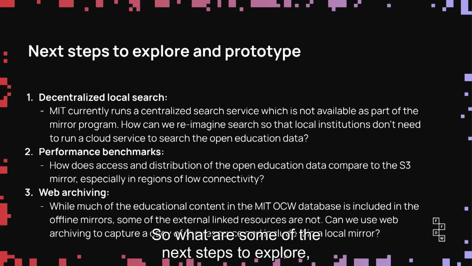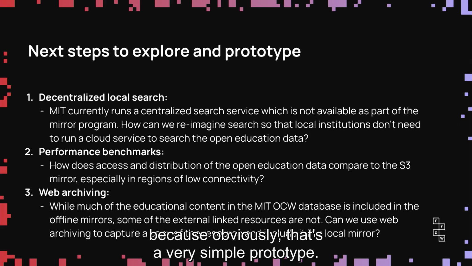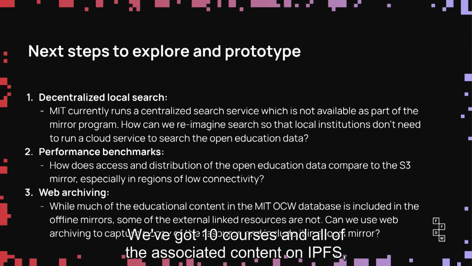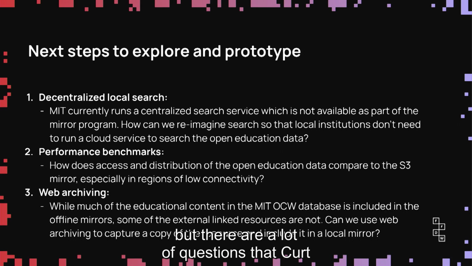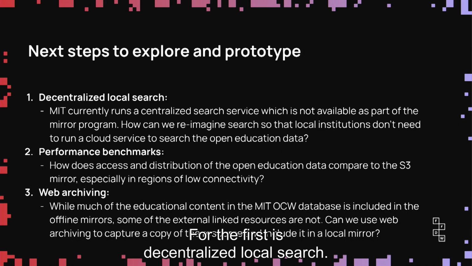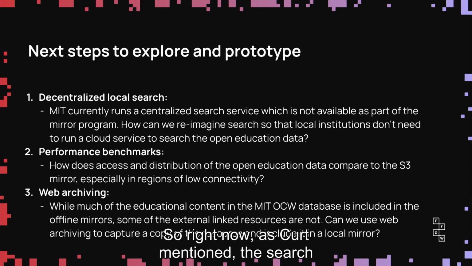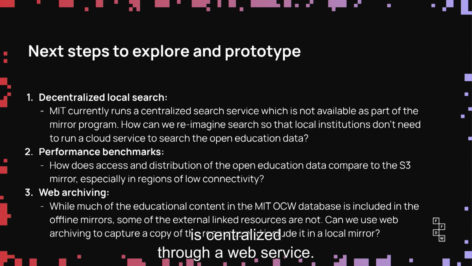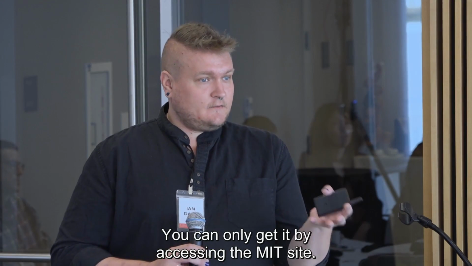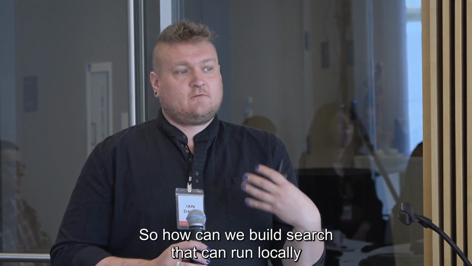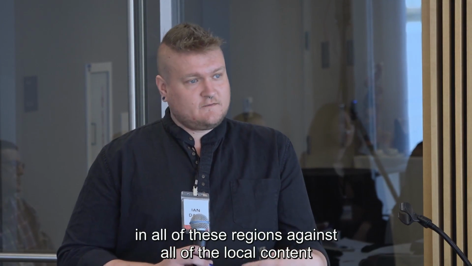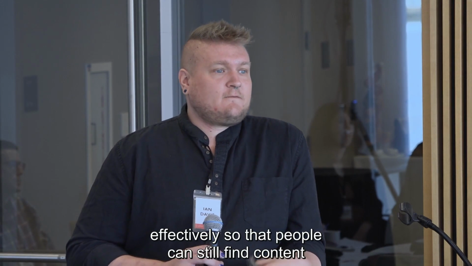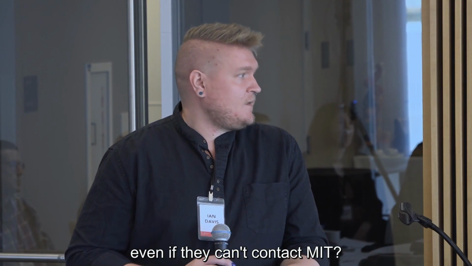So what are some of the next steps to explore? Because obviously that's a very simple prototype. We've got 10 courses and all of the associated content on IPFS. But there were a lot of questions that Curt raised that we're still interested in finding solutions for. The first is decentralized local search. Right now, as Curt mentioned, the search for material on the OpenCourseWare catalog is centralized through a web service. You can only get it by accessing the MIT site. So how can we build search that can run locally in all these regions against all of the local content, so that people can still find content even if they can't contact MIT?